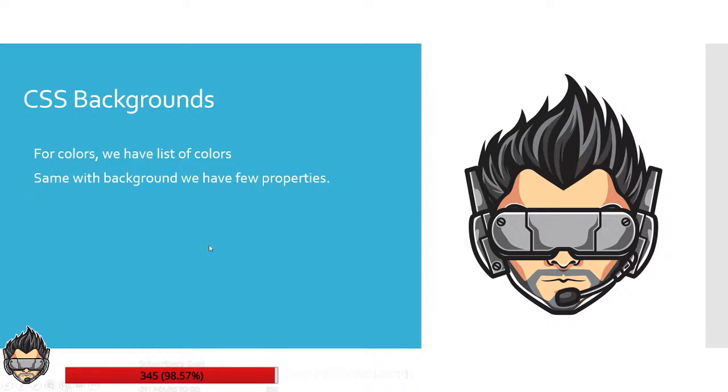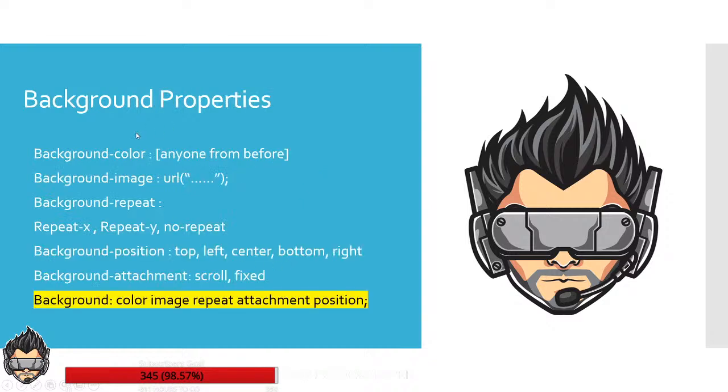For colors we have a list of colors, right? Same with the backgrounds, we have more properties. So what are the background properties and what are the things that we have seen so far? The first concept is the background color. You can use any color format from before itself. So we try to do all these things together, right? Why is this thing having a highlight on the end? The reason is that over here, this is like the shortcut code.